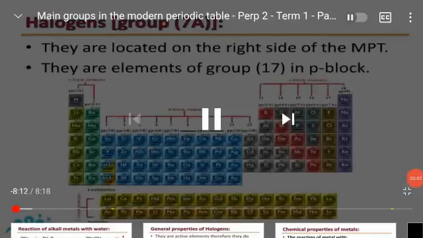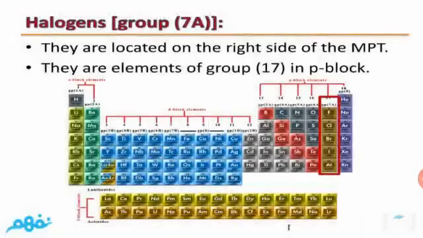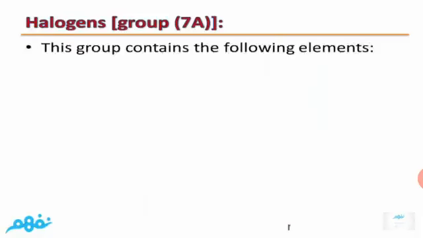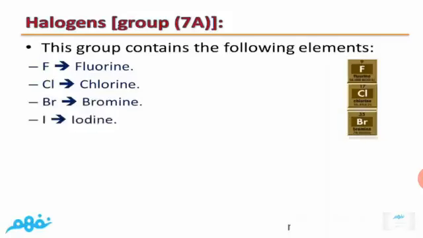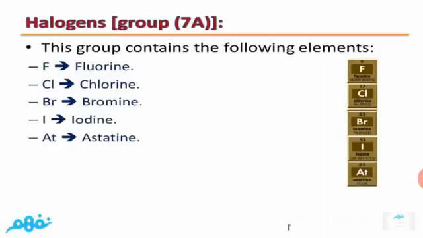Good morning, dear students. Our lesson today is about halogens, or group 7A, which is considered one of the main groups in the modern periodic table. It's located on the right side, in the p block elements. This group contains the following elements: F fluorine, Cl chlorine, Br bromine, I iodine, and finally At astatine, where astatine is a radioactive element, so it's an unstable element.